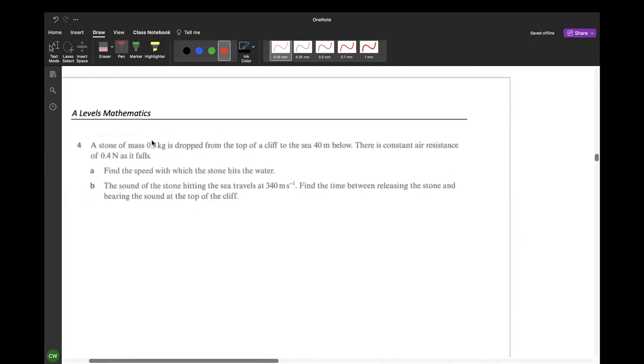Stone. Mass is 0.3. Dropped from the top of a cliff. Initial speed should be 0. Drop. Okay. The distance traveled is 40 meters going down. Acceleration, this is the resistive force. Air resistance 0.2 Newton. Find the speed when it hits the water.